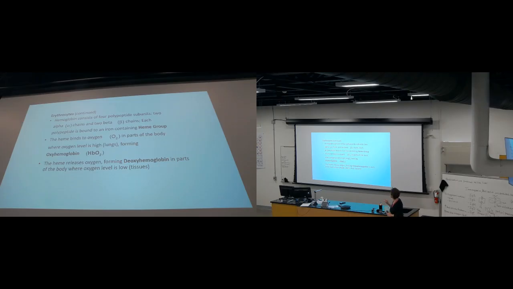Fetal hemoglobin, instead of having 2 beta chains, has gamma chains. And that makes this hemoglobin more avid for oxygen. So it binds oxygen much more strongly than the maternal hemoglobin. So why do fetuses have that? Well, all they have in their lungs is amniotic fluid. They don't have oxygen there, so they have to compete with the mother for oxygen. So that's why they have a stronger hemoglobin, and that hemoglobin is called HbF, F for fetal.